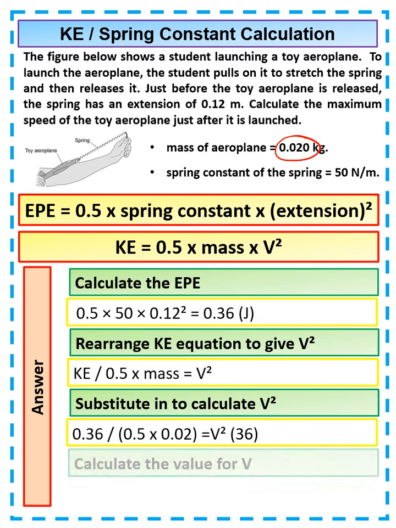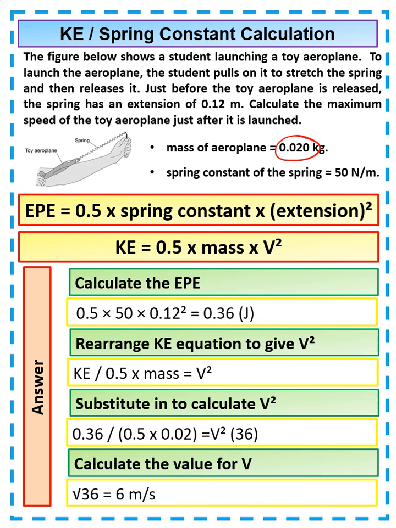Then finally, to work out v, we just do the square root of 36. So speed would be 6 meters per second. Right, so that's just one way that we can do one of these calculations where we're using two different equations.